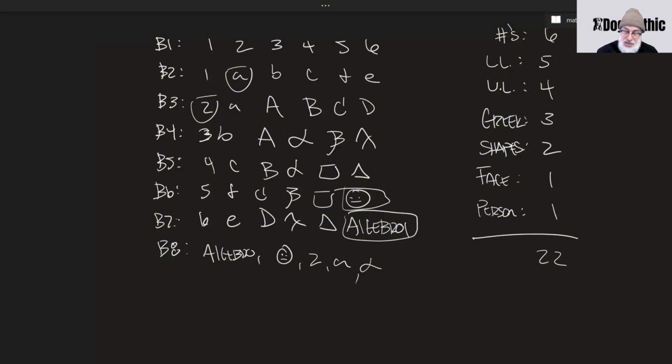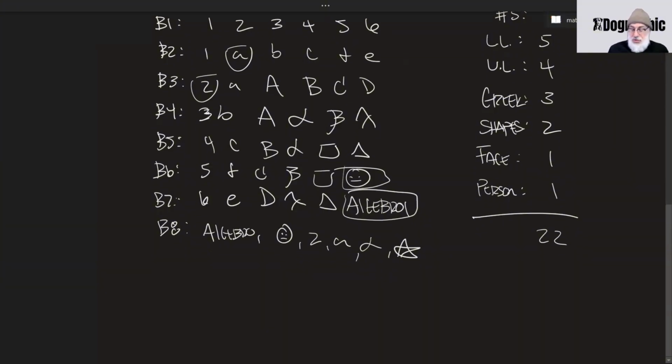But I cannot pick any uppercase letters. So I have a number, lowercase, Greek, smiley face, algebra, no shapes, no uppercase. I think that's it. All right. So that's box 8. So I need one more color, so I'll just invent another color. Let's call it star. So that means B8 is algebra face 2A alpha star.